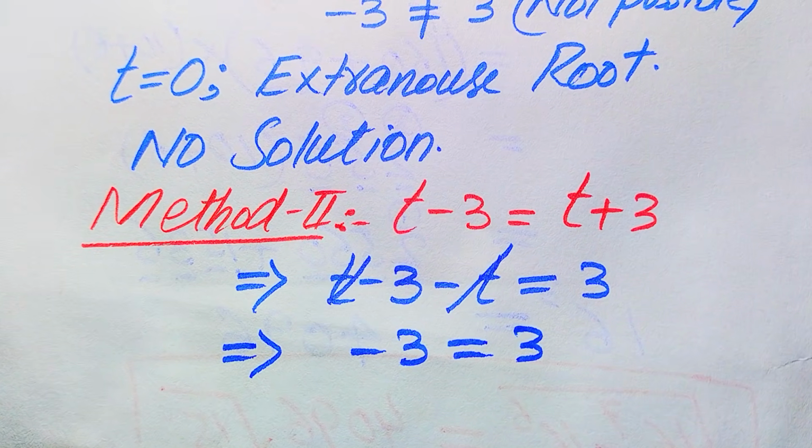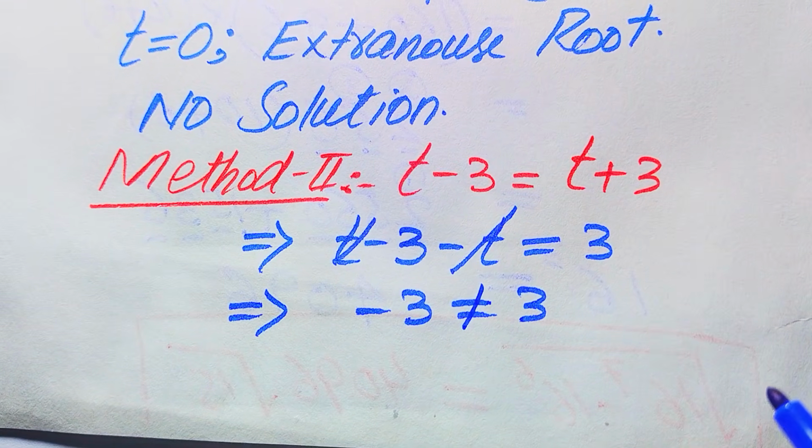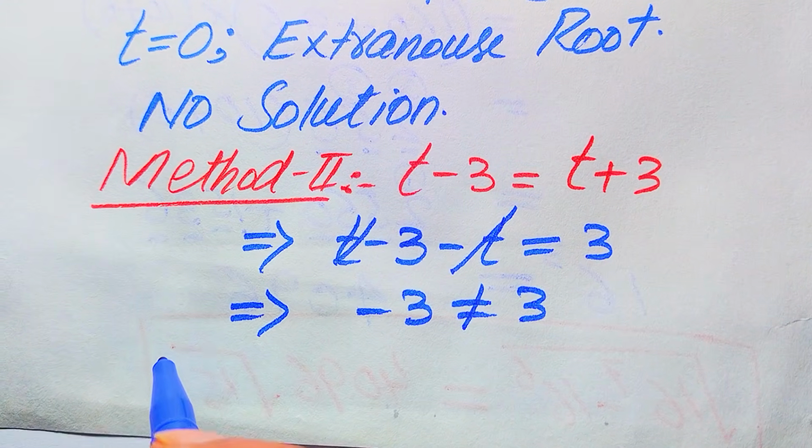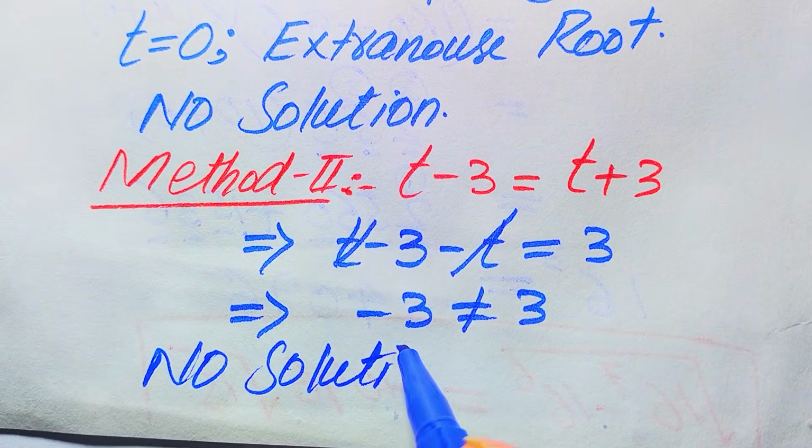So this minus t and this plus t are cancelled out by each other, and we get minus 3 is equal to plus 3. This shows that both sides are not equal, and here you see that we cannot get any value of t which satisfies our given question statement. So we finally conclude that this question has no solution.